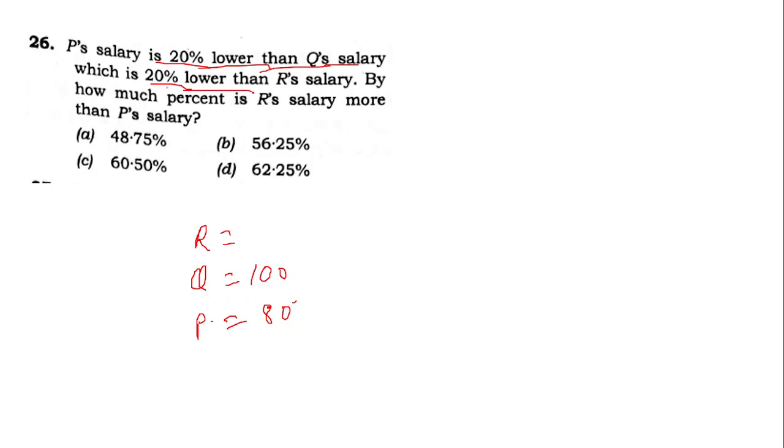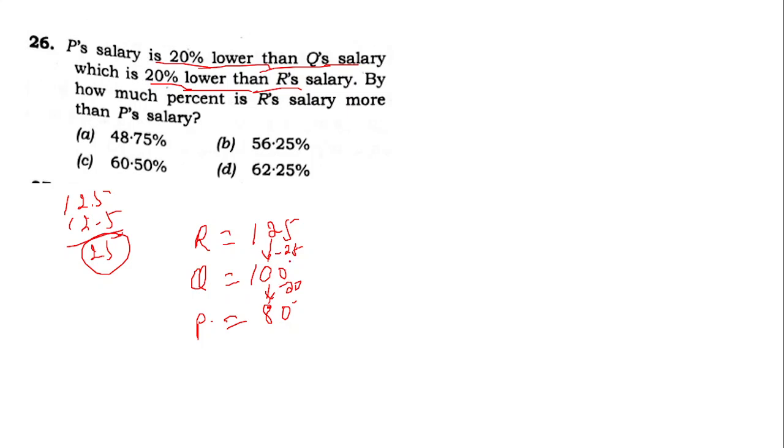Q's salary is 20% lower than R's salary. R's salary will be 125, because 125 cut 10% is 12.5, 20% is 25. So 125 is R's salary. 20% less means minus 25 will give me 100. Then minus 20 will give me 80.